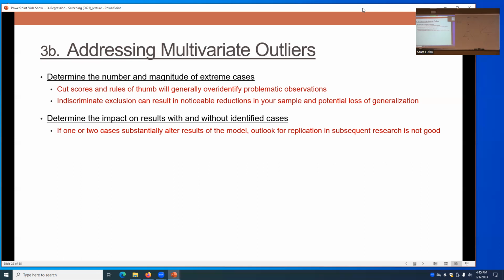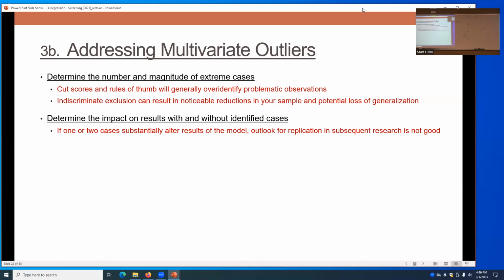Well, now I've got a good model that accounts for just this narrow group of people, but anybody who's a little bit different than that, it doesn't account for. So it's this balance between not including people and reducing the generalizability of your model, versus not throwing so many people out that it also reduces your generalizability, right? So you need to be careful in thinking about this. Also want to think about the impact on results with and without your identified cases, right?